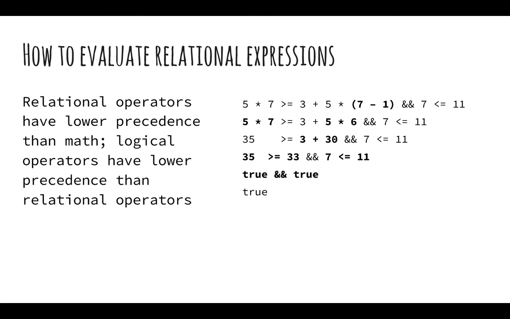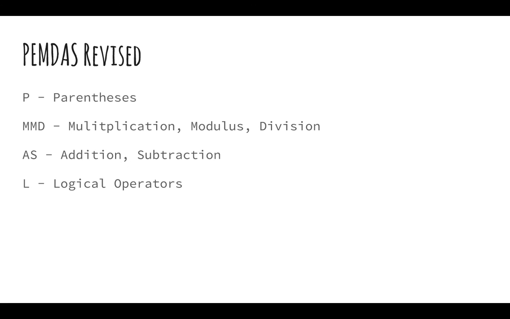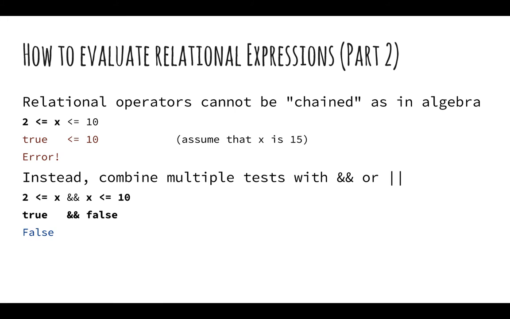Relational expressions are evaluated from left to right. So the way it works is, and it happens last. It happens after parentheses, multiplication, modulus, division, addition, and subtraction. So the way to think about it is when we revise PEMDAS, logical operators come at the very end. They can't be chained like in algebra.